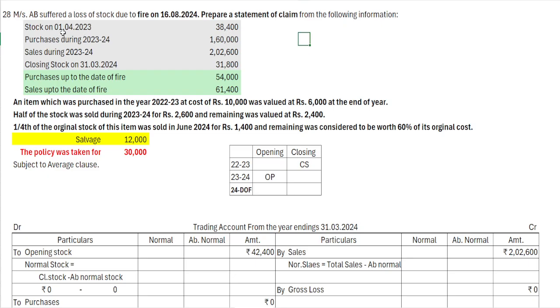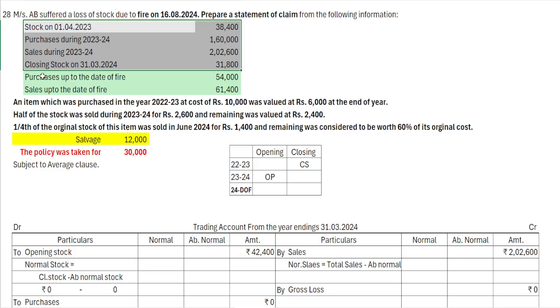And stock on 1/4/2023 is given. Purchases during 23/24 is given. Sales during 23/24 is given. Closing stock on 31st March 2024 is given. This is the relevant information to prepare the trading account for the year ended 31st March 2024. Why do we prepare the trading account? To get the gross profit rate.